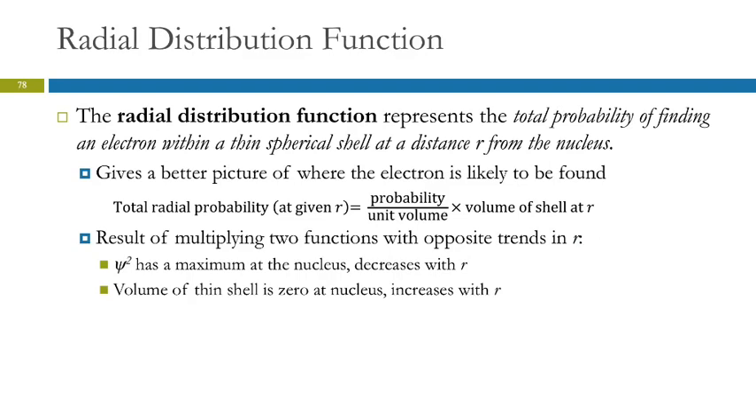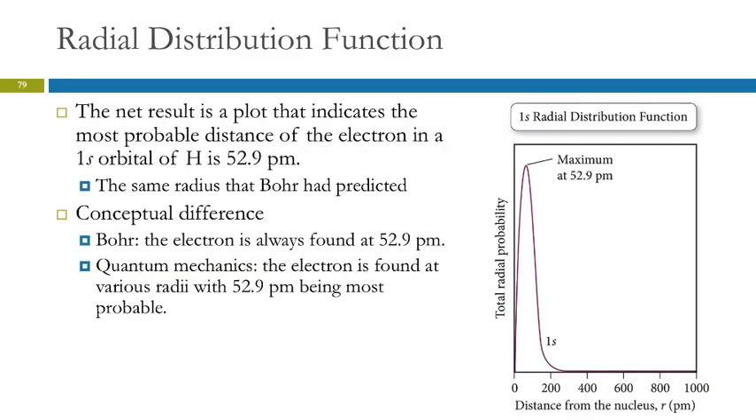When we put these two together, we've got opposite trends. The probability over unit volume was largest at the nucleus, but when we multiply by the volume of a shell at the nucleus, that's going to be smallest at the nucleus. In fact, it would be 0. And as you move out, it gets larger. So we have opposite trends in these functions. We look at a graph of the radial distribution probability, and we see that it's 0 at the nucleus. It goes up quite steeply, hits a maximum, and then goes back down.